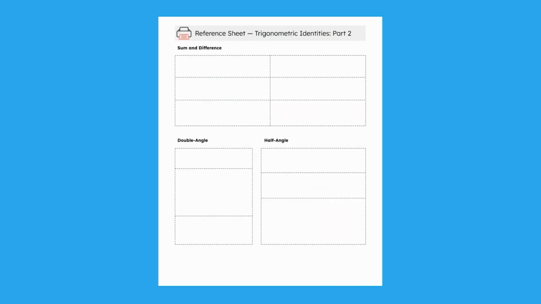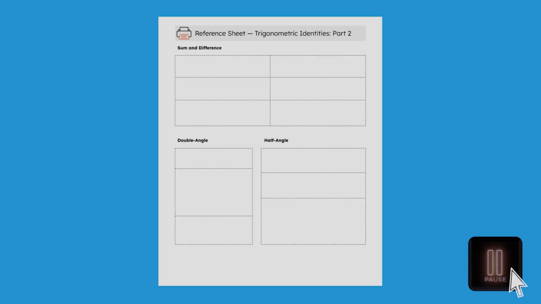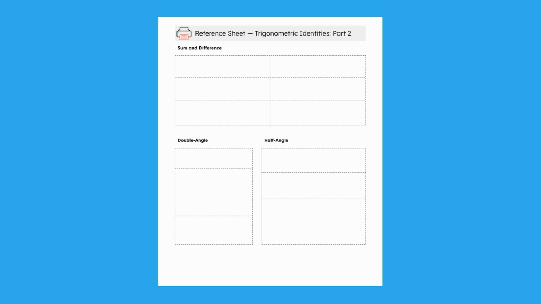In this lesson, you'll find the reference sheet, Trigonometric Identities Part 2, which you will fill out throughout the next few lessons. If you haven't printed it out yet, pause the video to do that now. You should also have your previous reference sheet, Trigonometric Identities Part 1, and your unit circle with you, as we will need them for this lesson.